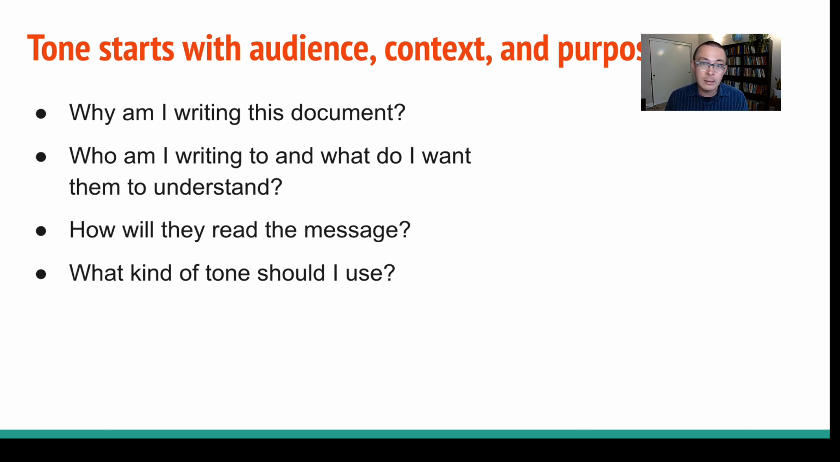Why are you writing the document? Are you trying to persuade someone to do something? Are you informing them of good news or bad news? Or is there some other reason why you're writing it?